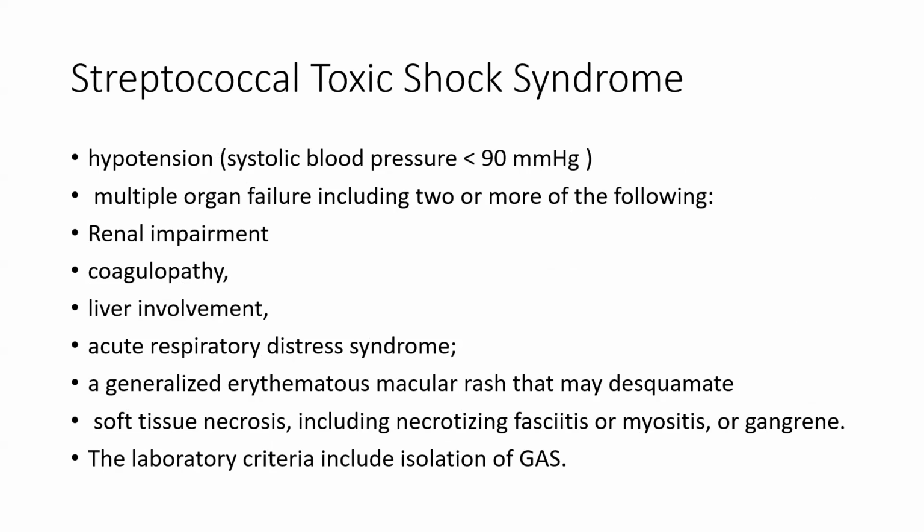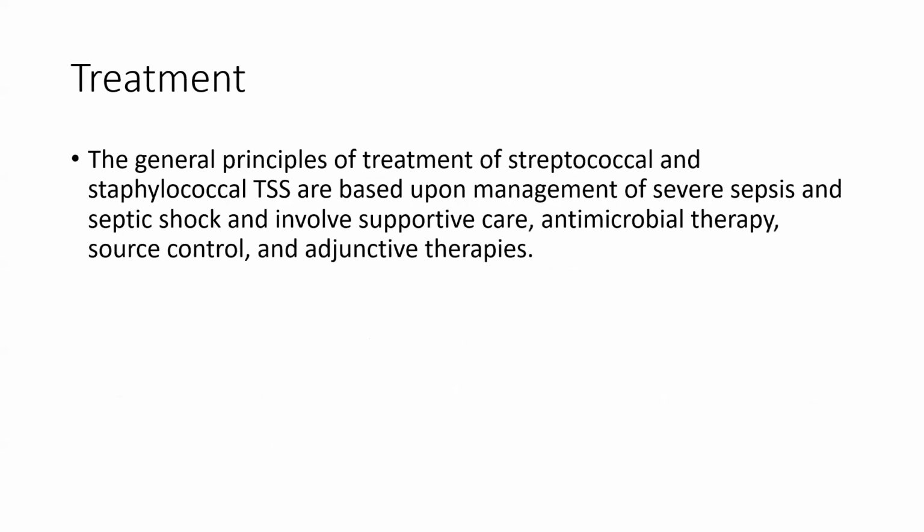So the feature of streptococcal toxic shock syndrome is hypotension with multi-organ failure involving two or more of the following: renal impairment, coagulopathy, liver involvement, ARDS, generalized erythematous macular rash that may desquamate, soft tissue necrosis, including necrotizing fasciitis or myositis or gangrene. And lab criteria include isolation of group A streptococcus.